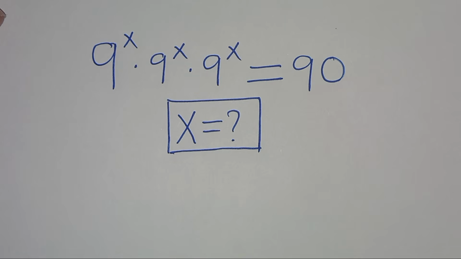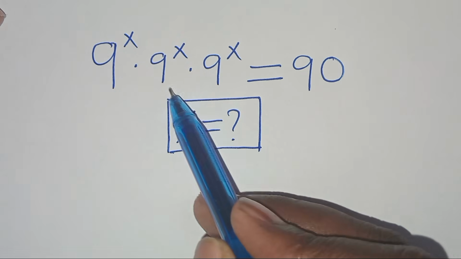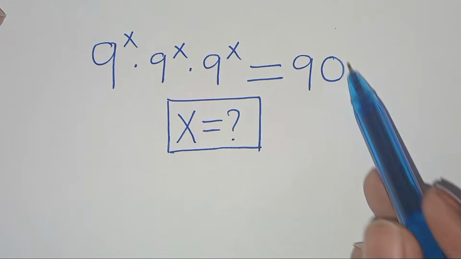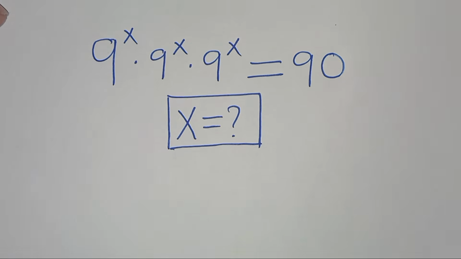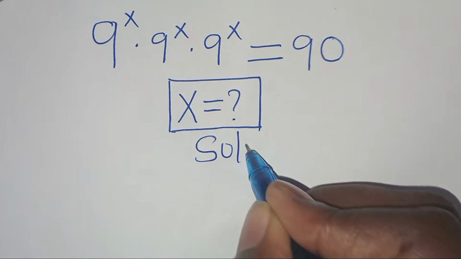Hello everyone, you're welcome to solve this nice exponential equation, which is 9 to the power of x times 9 to the power of x times 9 to the power of x. This is equal to 90. So what is the value of x? So let's provide a solution from here.